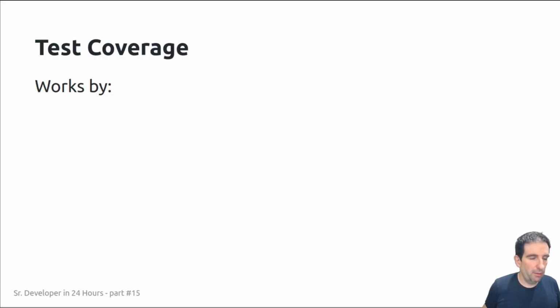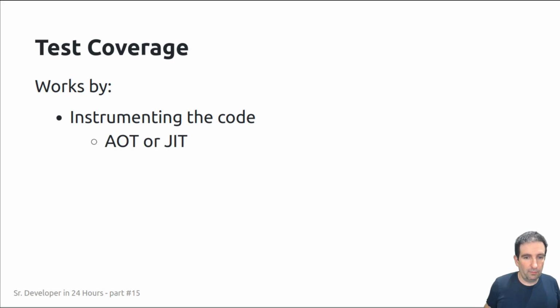And basically test coverage works by instrumenting the code. There are two main ways in which we can instrument the code. One is ahead of time, where we run a process before we run the tests. And also just in time, where as our code is getting loaded while we're running the tests, it gets instrumented. Once we have instrumented the code, we can run our unit tests or integration tests as usual.